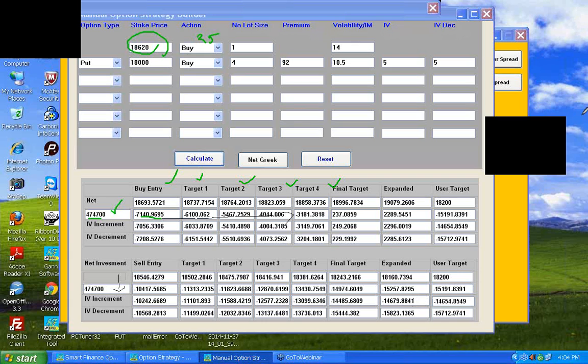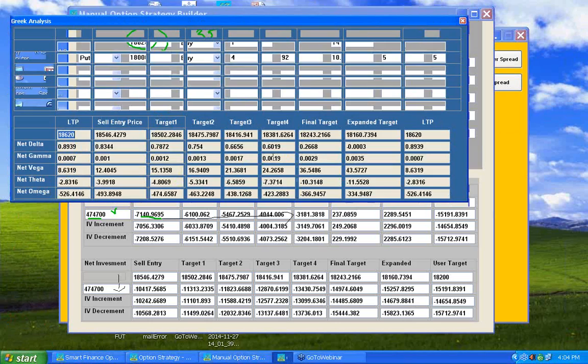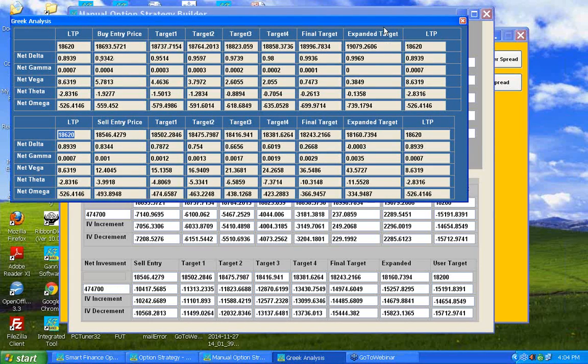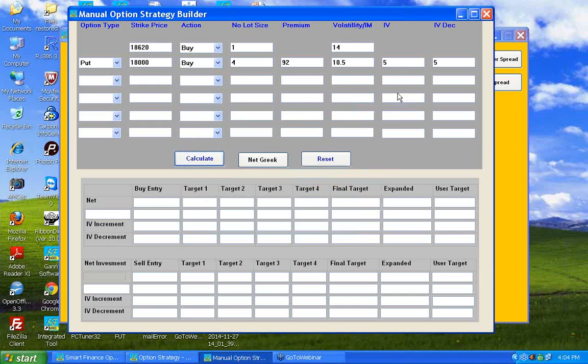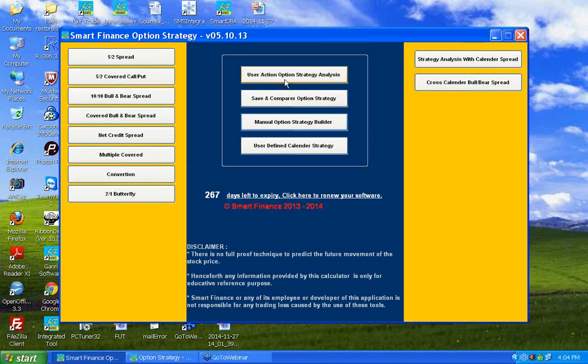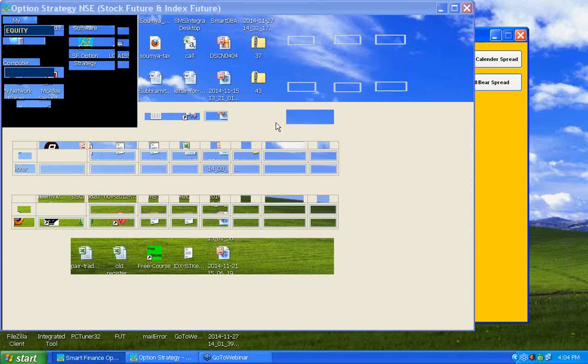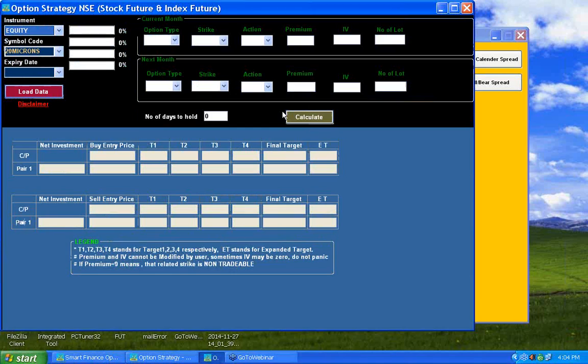Here you can also get a net Greek. What Greek are we taking? That also you can put in here. Once you click here, it will ask how many days are left till expiry, the number of days you wish to hold, calendar dates, market lot and all things. So whatever strategy you form in automated action, the same thing you can put in manual action by giving your data. So you can form a calendar strategy also, any kind of calendar strategy, cross calendar strategy as well.